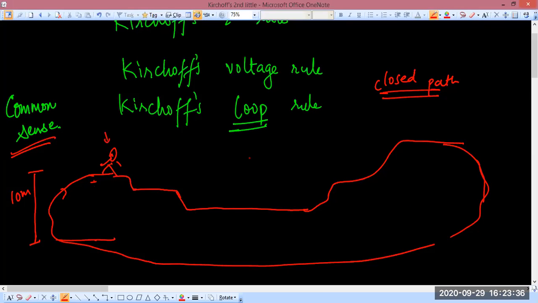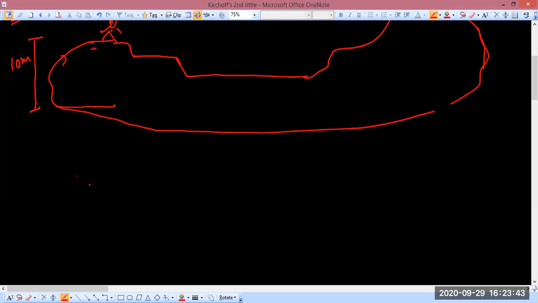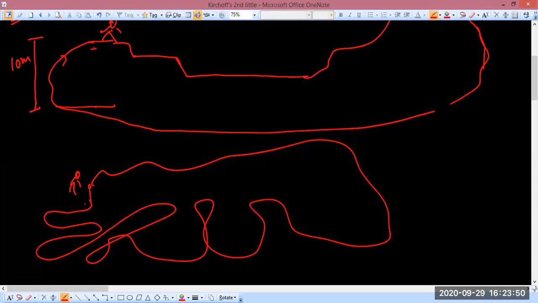Okay, let's keep it simple. Forget the drawing. Let's say that you start from one point, okay, and then you go around everywhere, roam around the town, okay, gather some coronavirus and come back to the same point.